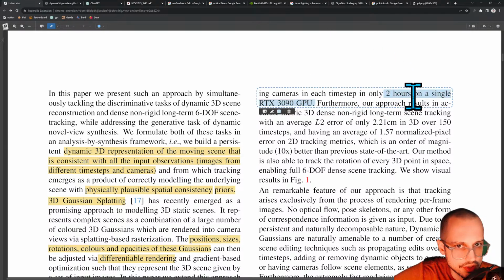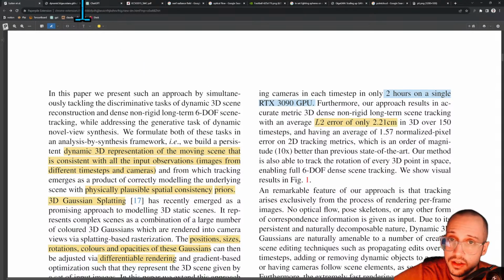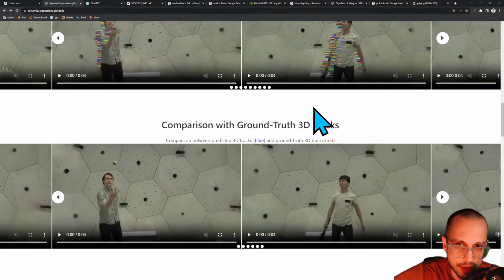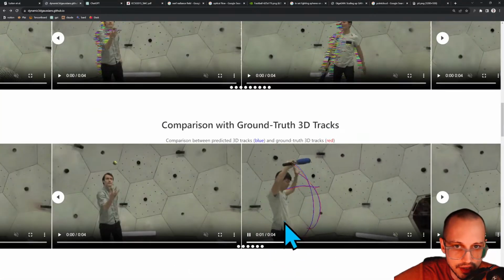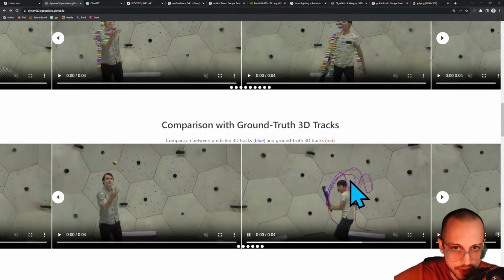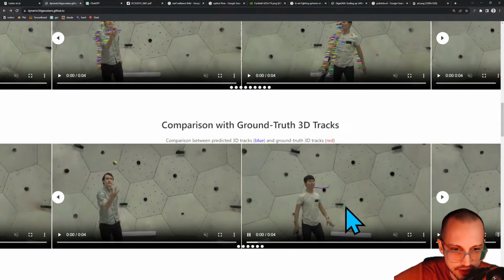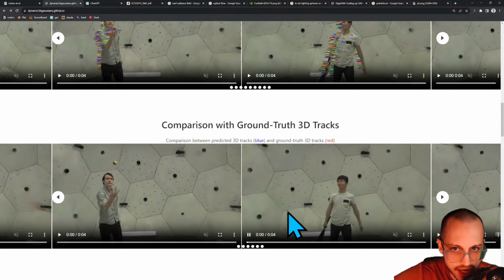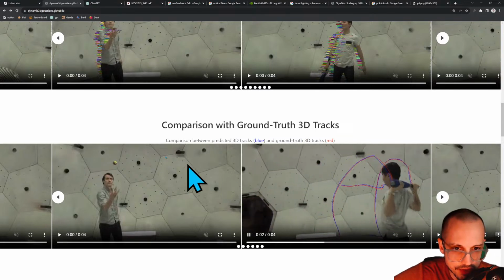Our approach results in accurate metric, 3D dense, non-rigid, long-term scene tracking with an average L2 error of only 2.21 centimeters. Here they're talking about the distance between the actual thing and the tracked thing. I don't know how they got the actual thing. Maybe this baseball bat, right? Here's the L2 distance between that red line and that blue line. So maybe he's wearing markers or trackers or something that allows them to get the actual position of that thing.